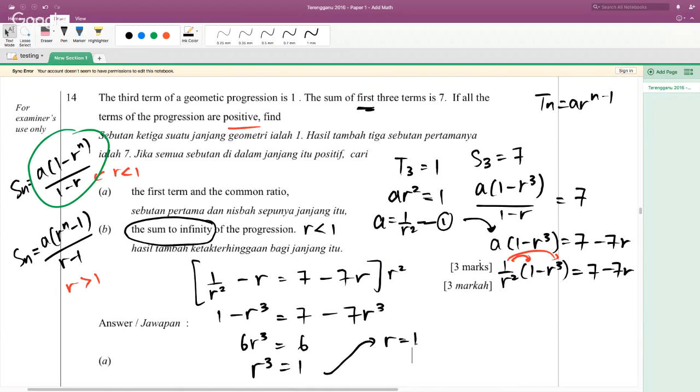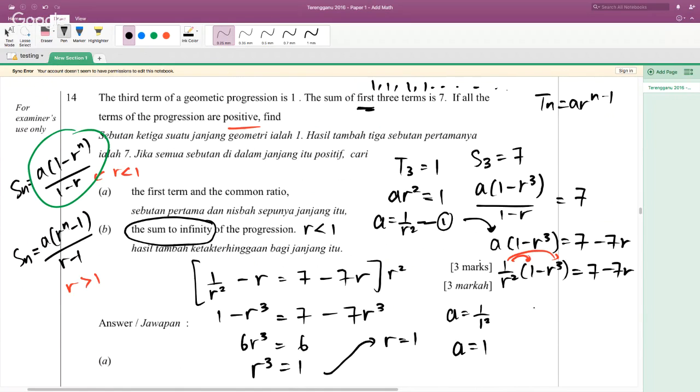Okay, so R is equal to 1. Then I guess this is the reason why the question doesn't tell you whether R is bigger than 1 or less than 1, because both will give you the same answer. R is just 1. R is just 1 means what? It means the value will forever stay the same. This question is just a bit crazy. Okay, let me see. So A is just 1 over 1 squared, A is just 1. So that means you will have a progression which is 1, 1, 1, 1 until infinity.